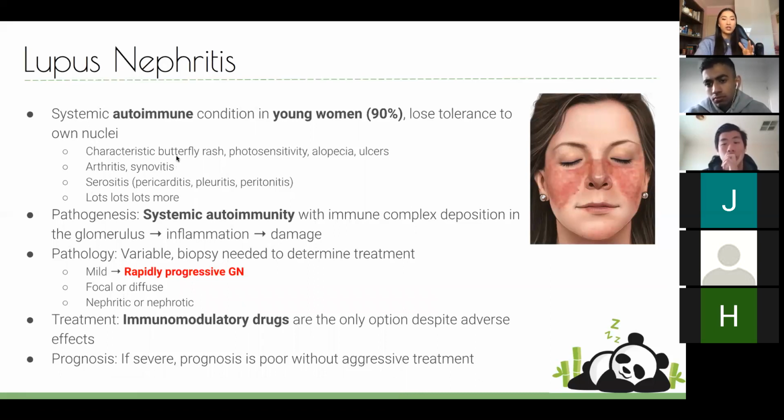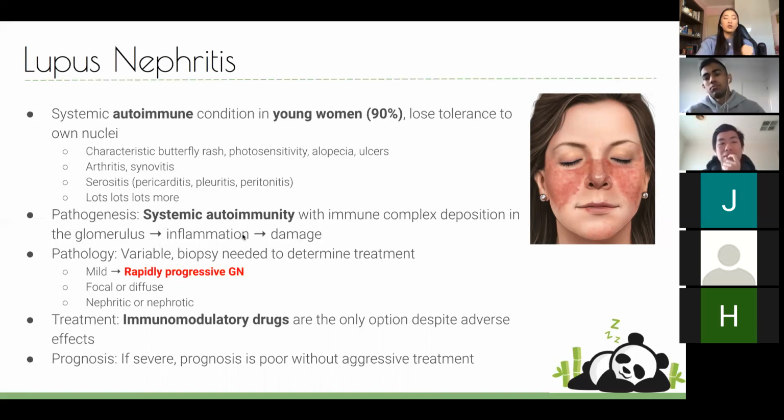So lupus, the buzzword is young females. Young females get lupus and they come in with this characteristic butterfly rash across the face with nasolabial sparing, if they ever ask about that. And then there's all sorts of other symptoms as well. So they're photosensitive, they get alopecia, which is hair loss, and ulcers in the mouth and nose. And then you also get joint problems, arthritis, synovitis, and then serositis. So they get heart problems, lung problems, pain everywhere, basically. Lupus is really bad. And if you can think of a symptom, lupus can probably cause it, essentially. It's just very systemic and vague.